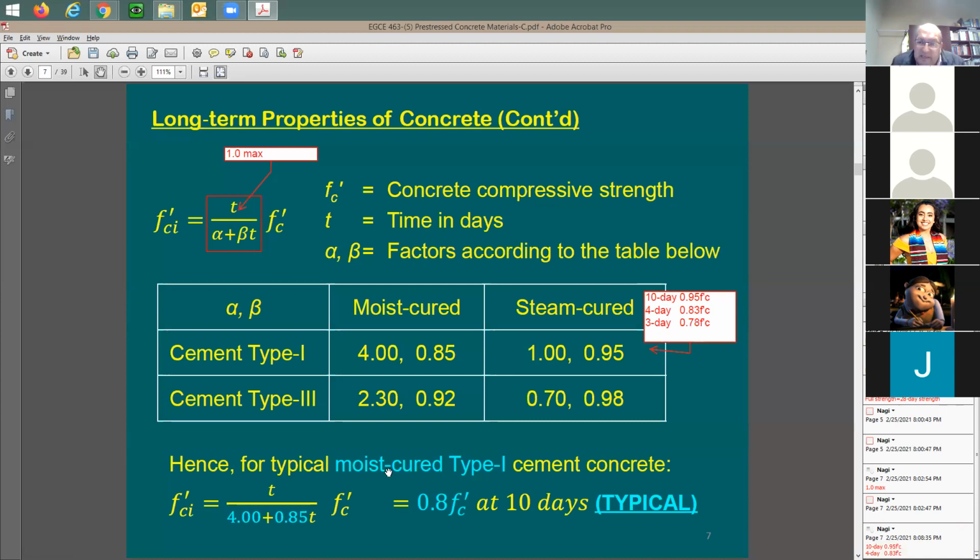Just when you do your analysis, you need to be careful, right? Because the allowable stress is going to be a factor of the entire f'ci. It's going to be 60% of it, right? So be sure that you're not pushing it.